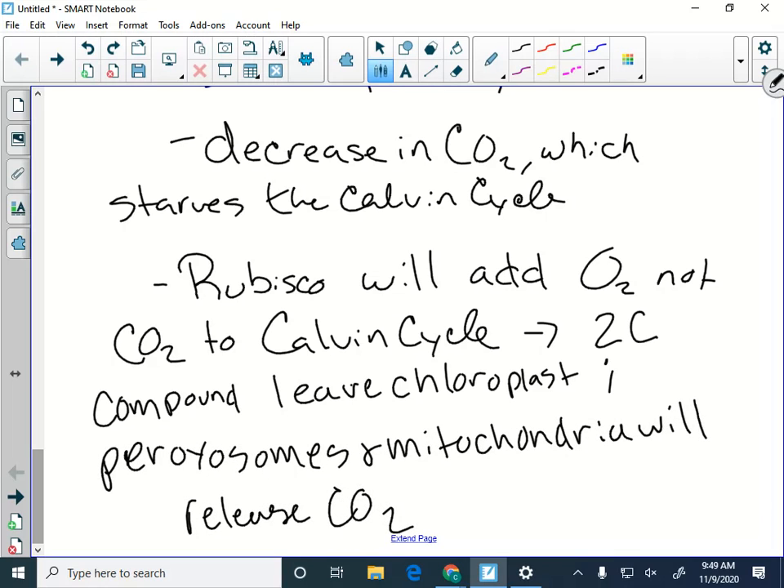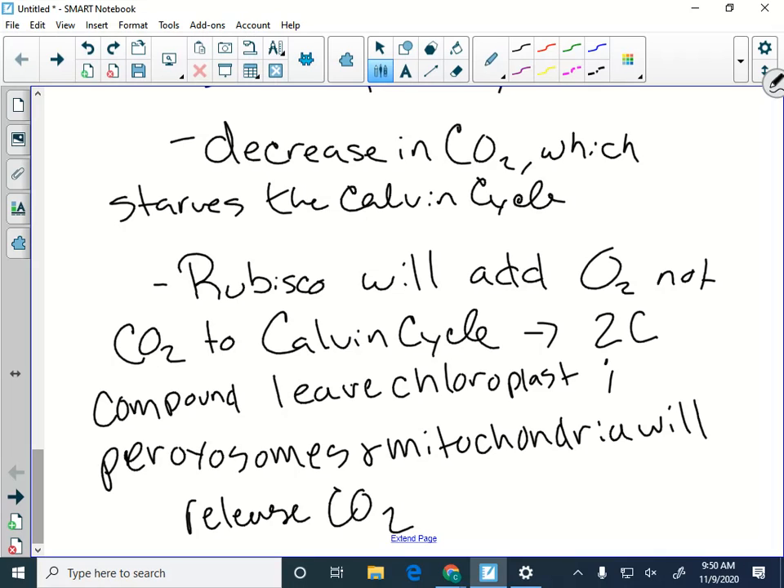That's photorespiration. We've got our products coming from the light reactions, our NADPH and our ATP. They're going to go to the Calvin cycle just like normal, but instead of having our normal Calvin cycle process where Rubisco will fix CO2 to our 5-carbon sugar, it will fix oxygen. So instead of having a 3-carbon product, we will have a 2-carbon product. That 2-carbon product will get sent to the mitochondria or the peroxisomes, and that will release CO2.